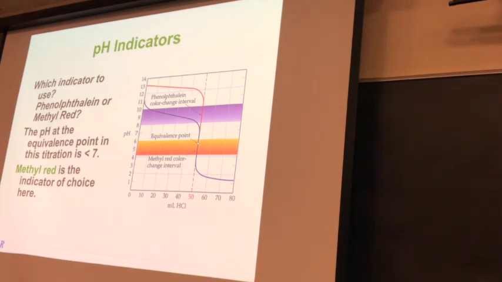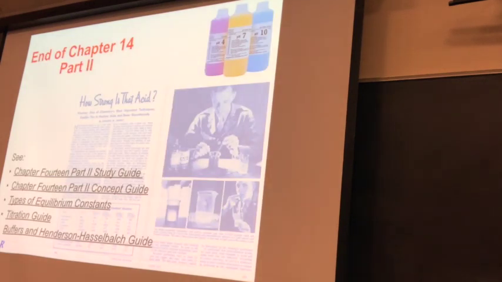Questions on any of this? Okay. So that's really the end of this section. Some things that might help: this Buffers and Henderson-Hasselbalch guide will really help with all of the pre-equivalence regions with weak acid, strong base, and weak base, strong acid. And it will also help, of course, with buffers, which is a big part. Concept guides, again, have worked problems to go through, so you can see what they are and check yourself. The titration guide is going to be really handy.